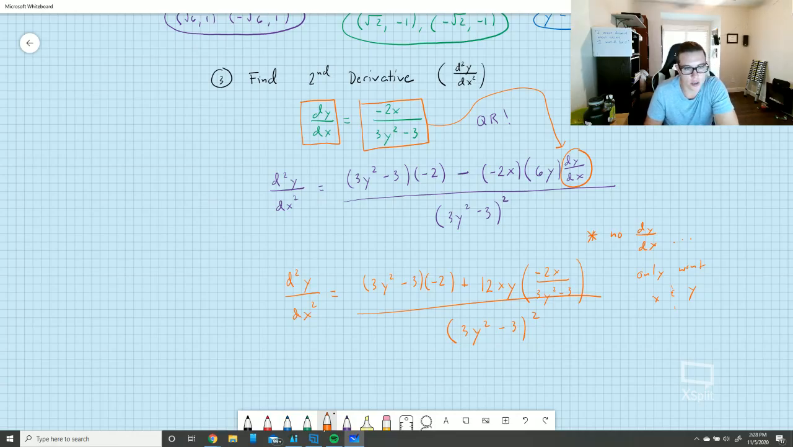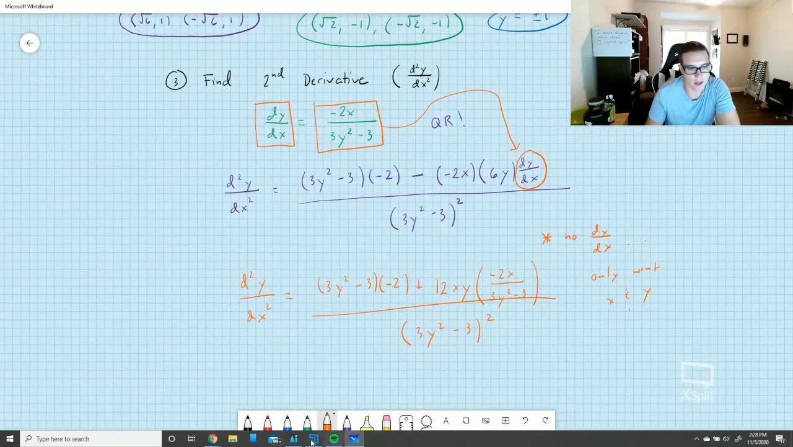Now, there sure is definitely ways to simplify this. You can do a lot of things. We're not going to do that right now. But you can split this into two fractions. Lots of things cancel or combine. We could definitely make this prettier. I'm not spending time on that right now. I just don't want to. All right, so that's the second derivative.